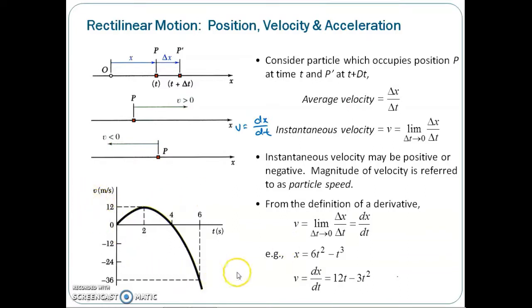What it means here is, if we have a function of position over time, finding the derivative of this position function, we will get the velocity function over time, v equals dx/dt.